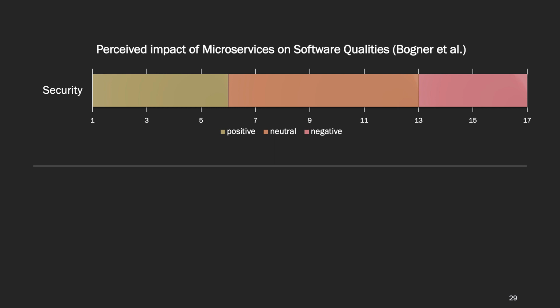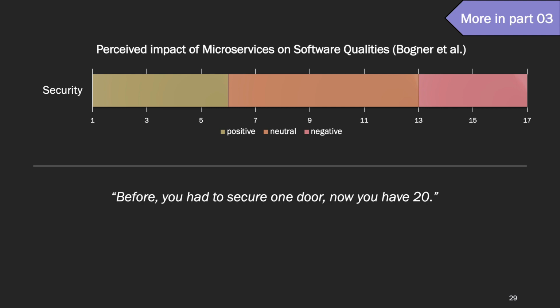Now, the other group actually stressed that there is an increased attack surface, or as one of the architects phrased it, you put it nicely, before you had to basically secure one door, now you have 20. To tackle security challenges, it is important to avoid bad practices and apply well-understood patterns, such as API gateway. We will learn more about this later on in this lecture.